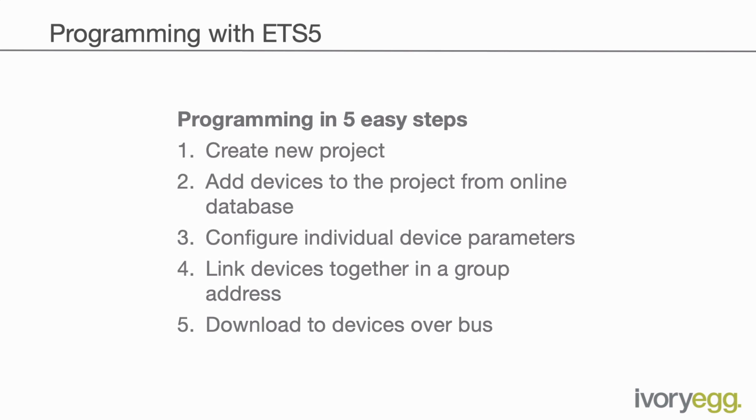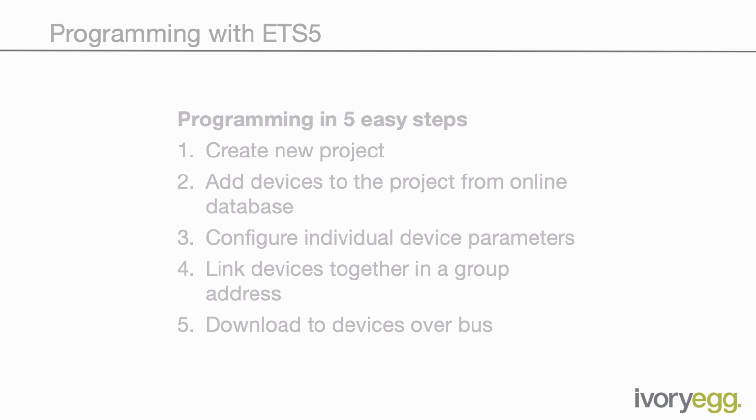Once we've done all that group address configuration, we then download to the devices over the bus. So we just connect an interface, which would be either USB or via an IP interface. Select the device and download to it. As simple as that. So just looking into that group address configuration in a little bit more detail.